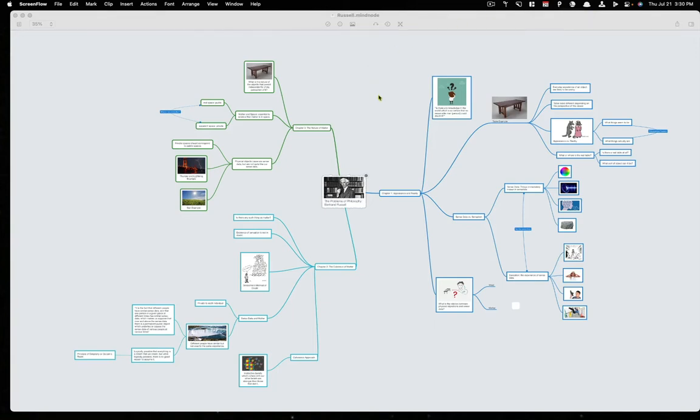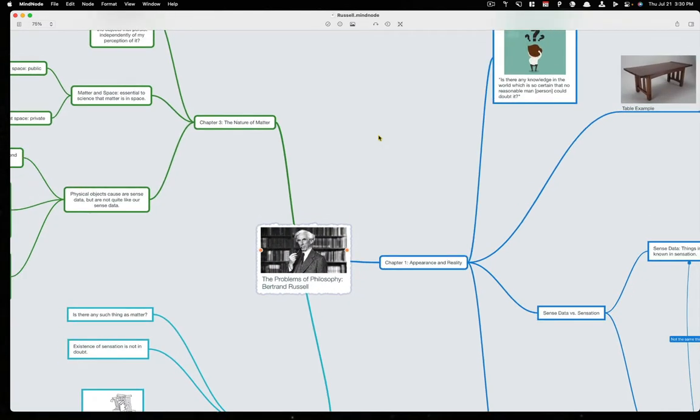Bertrand Russell's The Value of Philosophy. The reading you have from Bertrand Russell comes from three chapters of his book, The Problems of Philosophy.